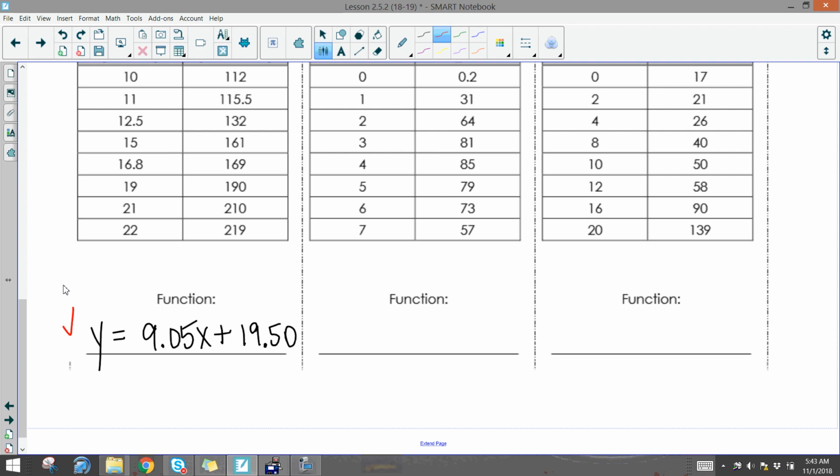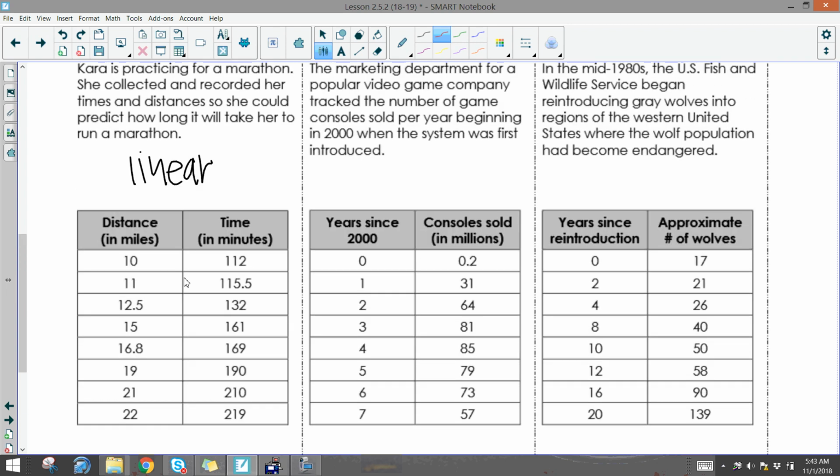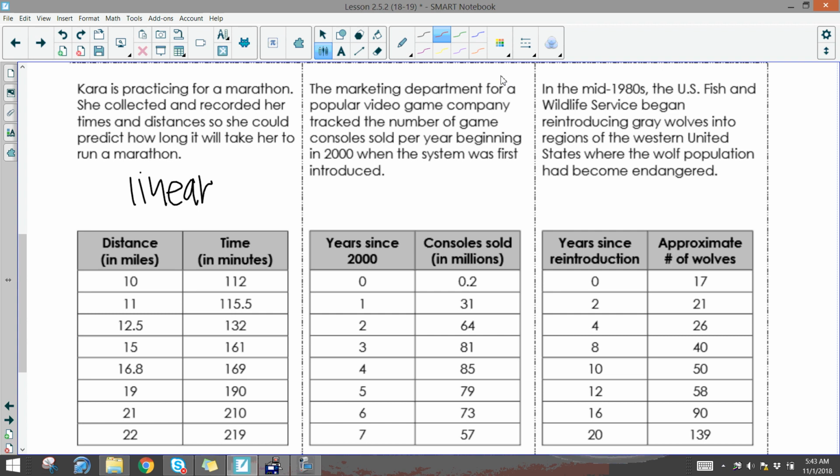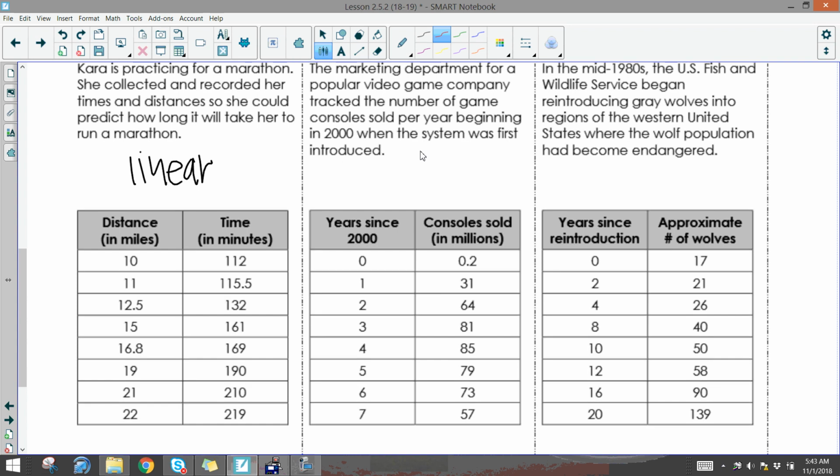All right, so now let's calculate the next two. The marketing department for a popular video game company tracked the number of game consoles sold per year beginning in 2000 when the system was first introduced. All right, so we have years since 2000 and consoles sold in millions, and it looks like we're going up. Oh, and then coming back down. Okay, so if you notice, we're at 0.2 million, 31 million, 64 million, 81 million, 85 million, 79 million, 73 million, 57 million. Bummer, right?